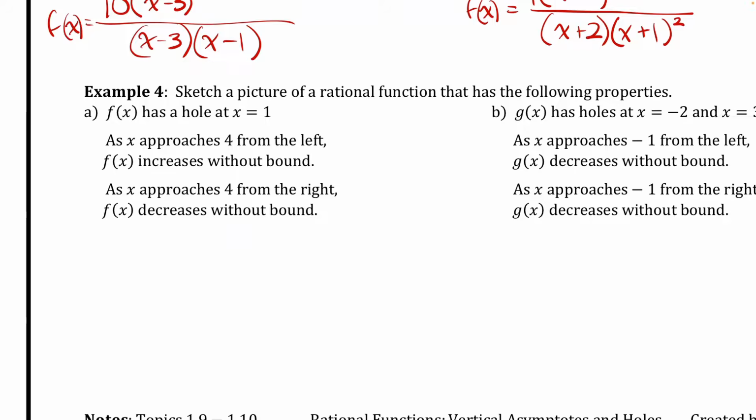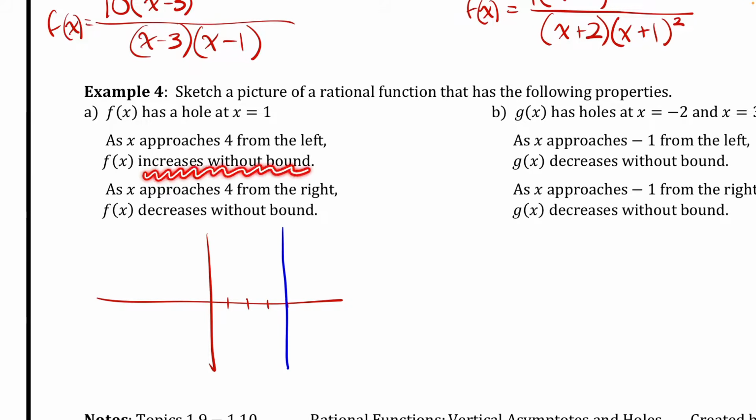As I approach 4, so let's go ahead and say I have a graph at 1, 2, 3, 4. What's happening at this line at x equals 4? As I approach it from the left, what is my height? Zero? How do you say increases without bound? Without bound. What's bound? Infinity. Infinity is without bound. Positive infinity. So increases is positive infinity.